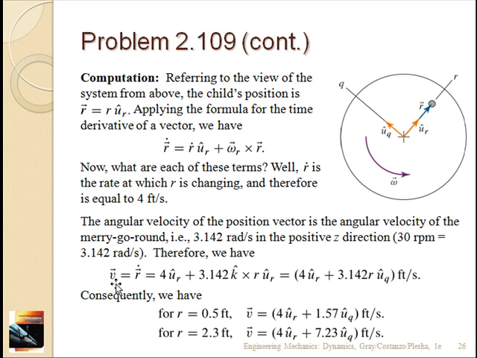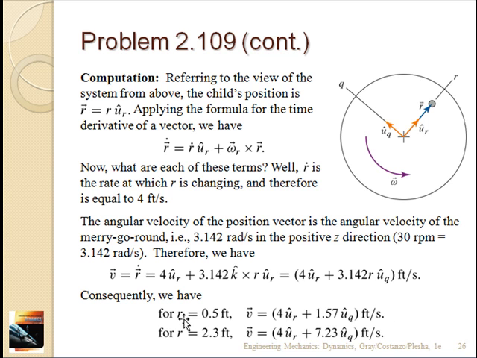The velocity of the boy is the time derivative of the position vector, which is 4 u_r hat plus pi k hat crossed with r u_r hat. K cross u_r hat gives you u_q hat. So it's 4 u_r plus pi r u_q hat, and the units are feet per second. We put in values of r, and out come the two velocities.